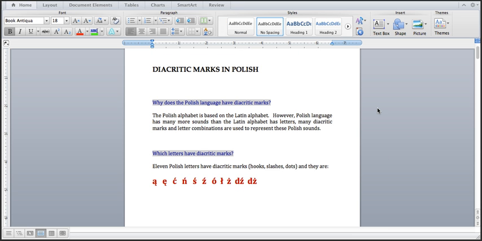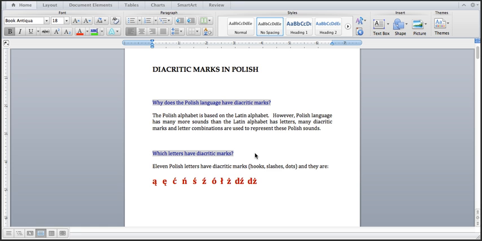To avoid such mistakes in speaking and in writing, you should pay attention to diacritic marks in Polish. Why does the Polish language have diacritic marks? The Polish alphabet is based on the Latin alphabet. However, the Polish language has many more sounds than the Latin alphabet has letters. Many diacritic marks and letter combinations are used to represent these Polish sounds.